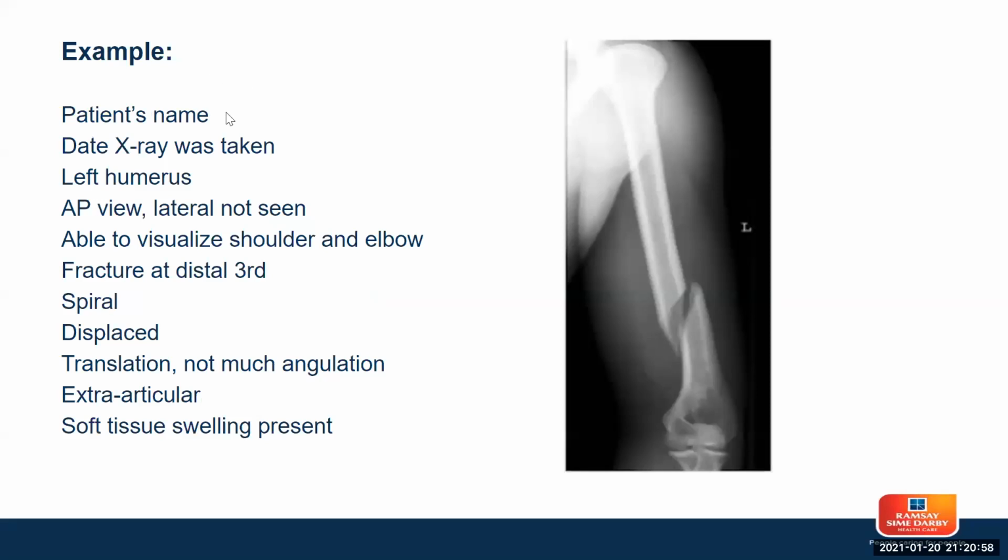I can't put the patient's name on these slides. But every X-ray will have the patient's name printed on it and the date the X-ray was taken. So always identify that first. If I'm going to look at this X-ray, I'm going to say it's the left humerus. It's only an AP view. I don't see any lateral view in this film.